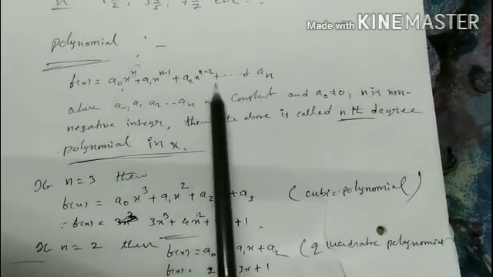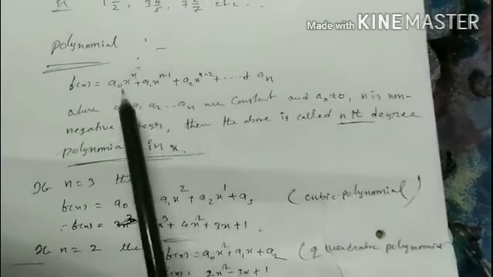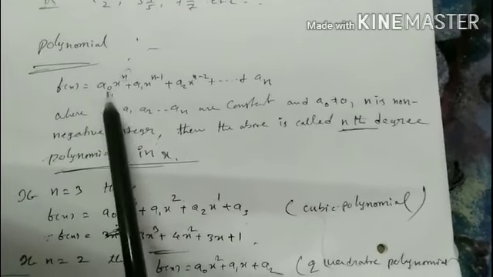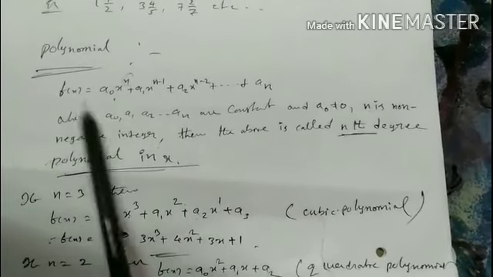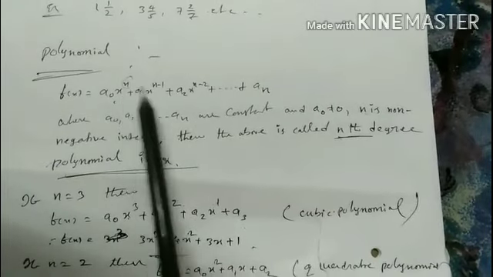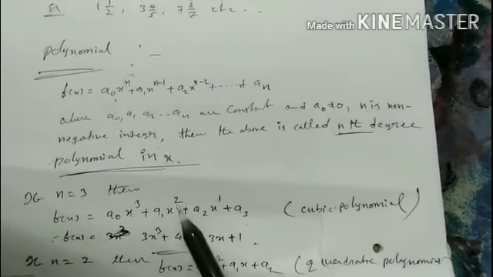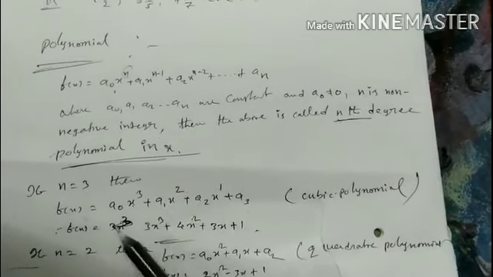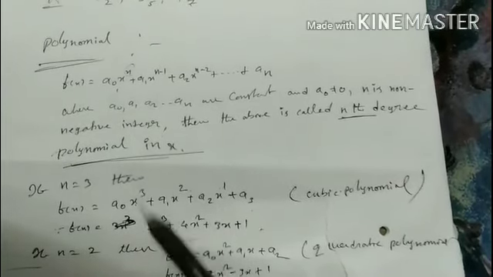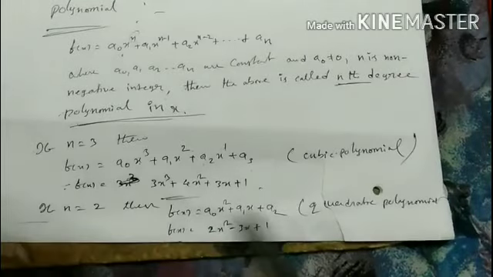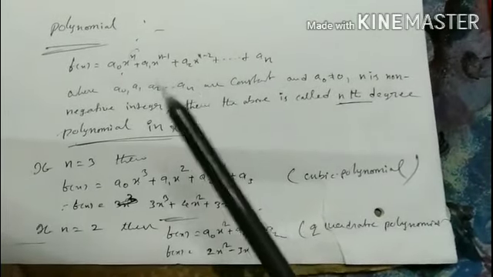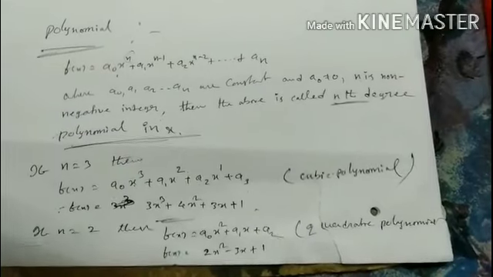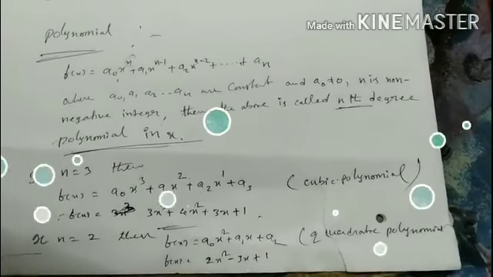The polynomial is connected by only one variable. Only x is present, so it is an nth degree polynomial in x. Suppose we put n equals 3, we get a cubic polynomial. If we put n equals 2, we get a quadratic polynomial. If we put n equals 4, we get a biquadratic polynomial. Whichever degree polynomial we want, we put that n, and we get that polynomial.